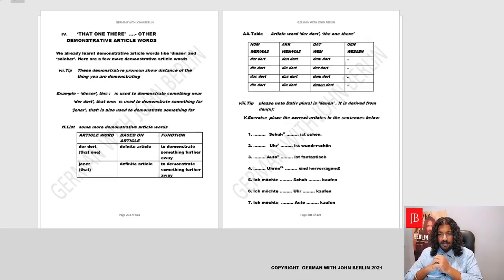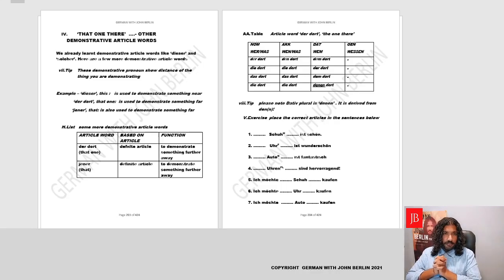Today we'll be continuing the article words. Previously we had done two sets of article words, which and this, that's welche and diese, and then we did what kind of and such, was für ein and solche. Today we'll be continuing and talking about another demonstrative article word.